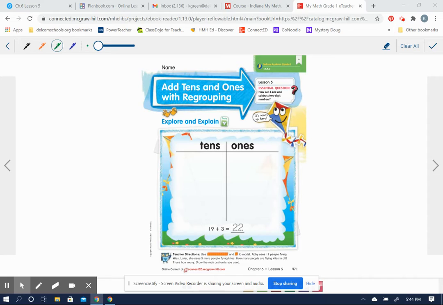So here's our story. Abby sees 19 people flying kites. Later, she sees 3 more people flying kites. How many people are flying kites in all? So you see the number sentence down here at the bottom, 19 plus 3. So let's show 19 in tens and ones.